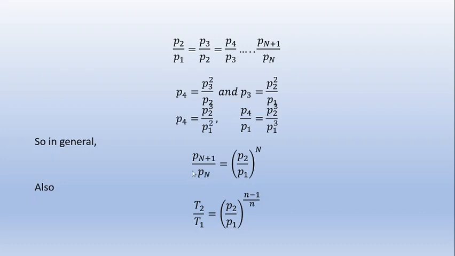So in general we can rewrite this, P of n plus 1 divided by P1, that is delivery pressure of a multi-stage compressor divided by the initial pressure of the multi-stage compressor, is equal to P2 by P1 the whole raised to n, where n is the number of stages.